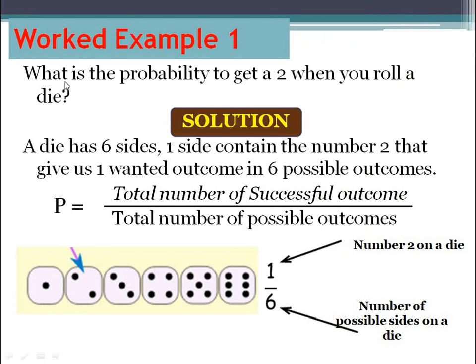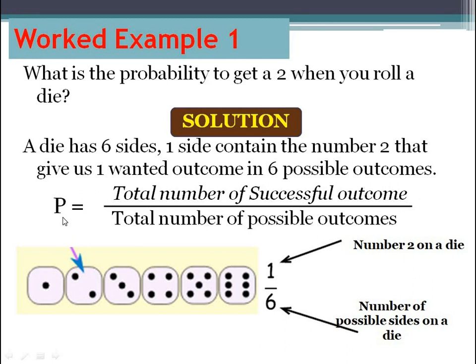Example 1. What is the probability to get a 2 when you roll a die? Remember, a die has 6 sides and just one side contains the number 2. Let's look at 1. The next one is 2. The next one is 3. The next one is 4. The next is 5. And the next is 6. That is, a die has 6 sides and one side only contains the number 2. And that gives us one wanted outcome in 6 possible outcomes.